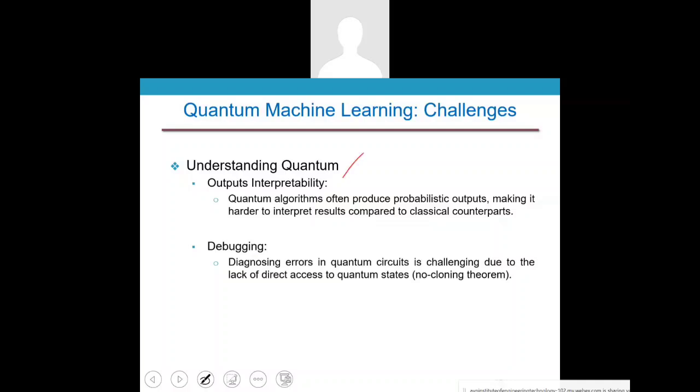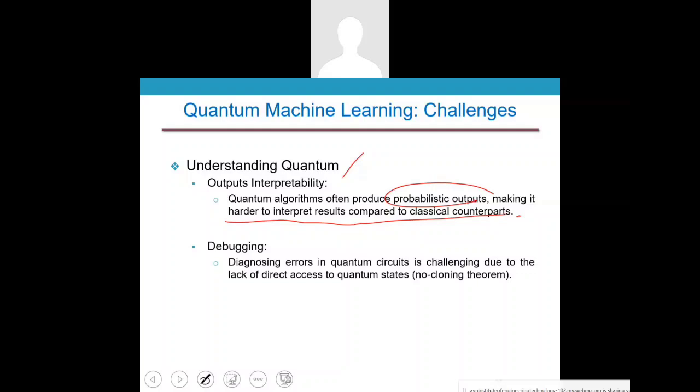Next is understanding the quantum output: interpretability and debugging. We discussed the input data and the machine's side, then the output. That output is not interpretable, but it should be. Quantum algorithms often produce probabilistic outputs, making results harder to interpret compared to classical machines. That's why you need to develop some approaches or algorithms at the output level, and that development is going to minimize the difficulty.